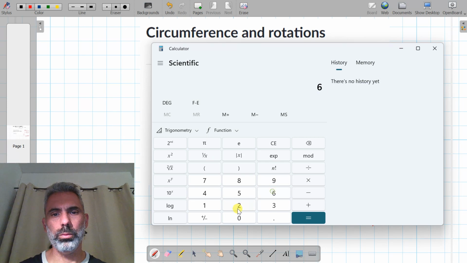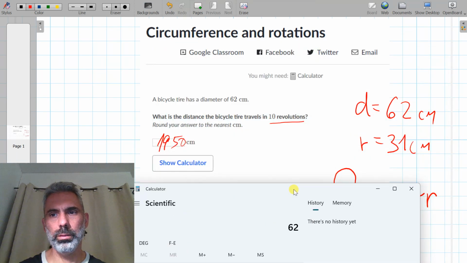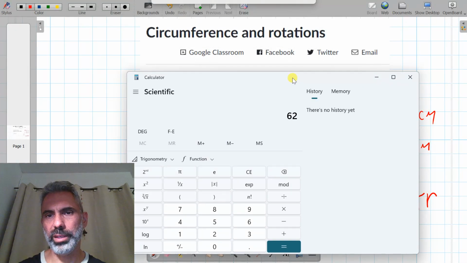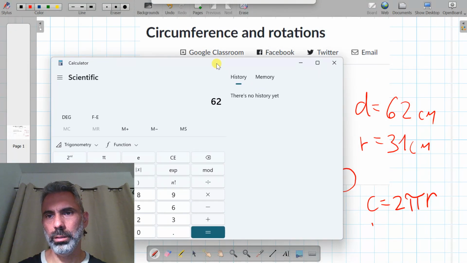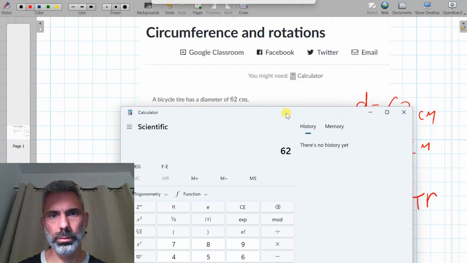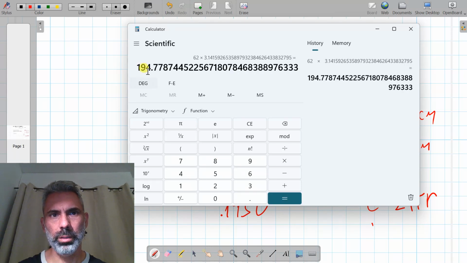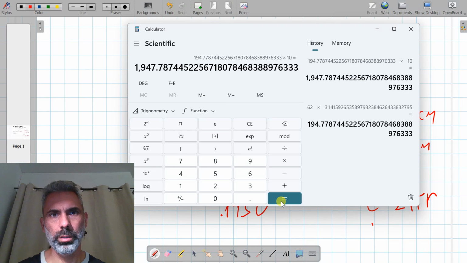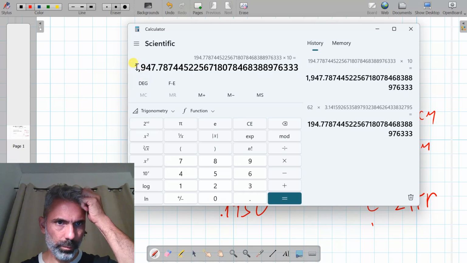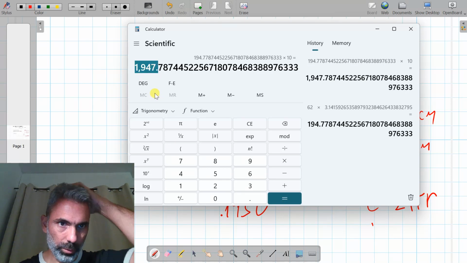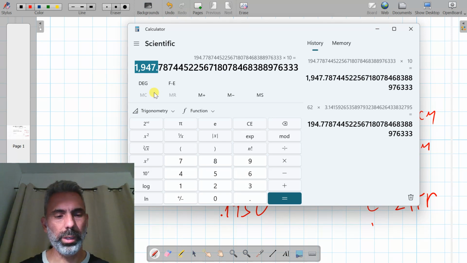So 62 is the diameter, which is 2 pi r. Twice the radius is the diameter, which is 62, times pi equals 194 times 10, which is 10 revolutions. Okay, so 1948.